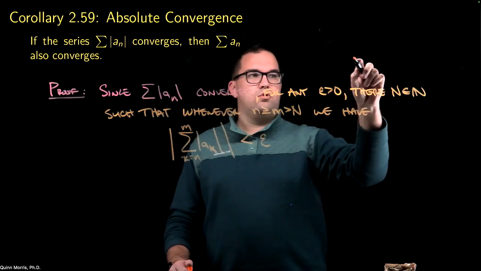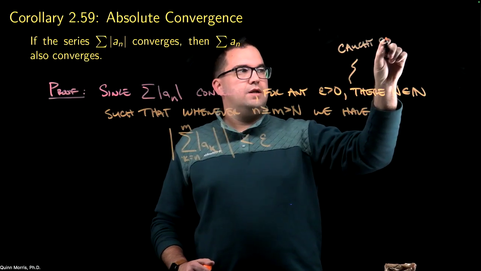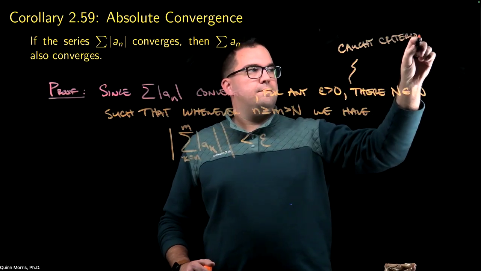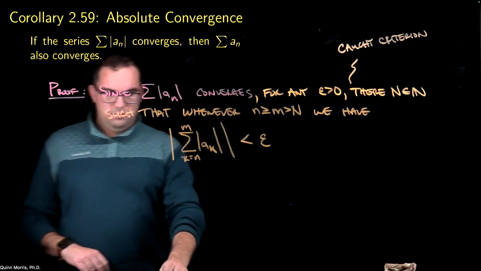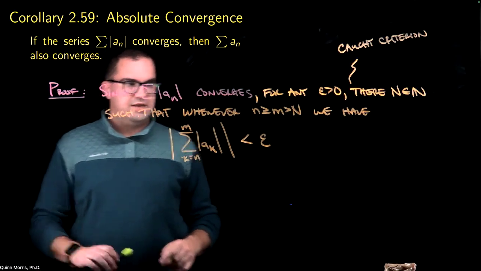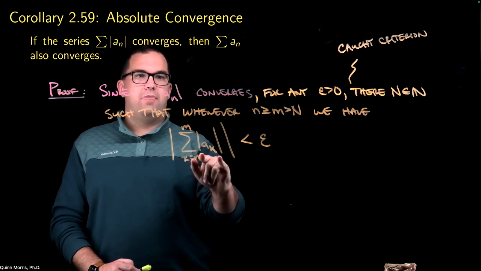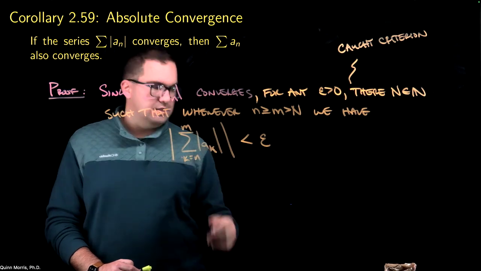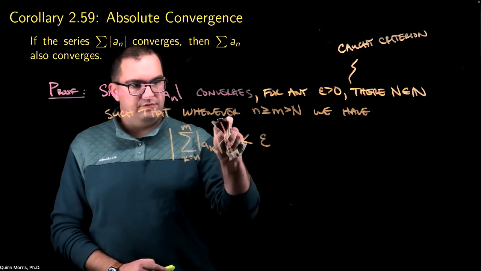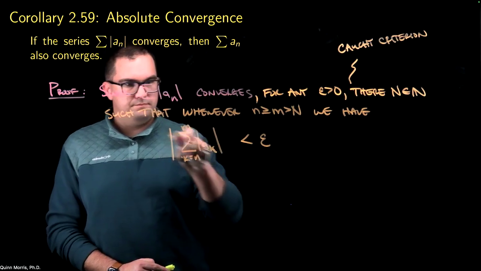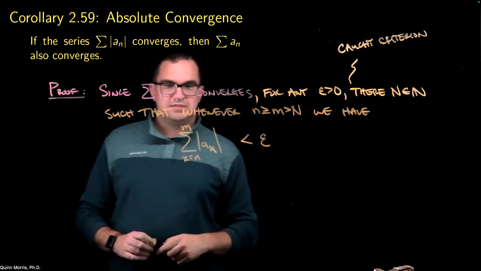This part here is just by the Cauchy criterion. If I look at this, the first thing I notice is that I could actually drop these absolute values. I'm adding up a finite sum of positive terms, so this sum has to be positive. So I could just as easily drop off these absolute values. And again, this is just a finite sum.